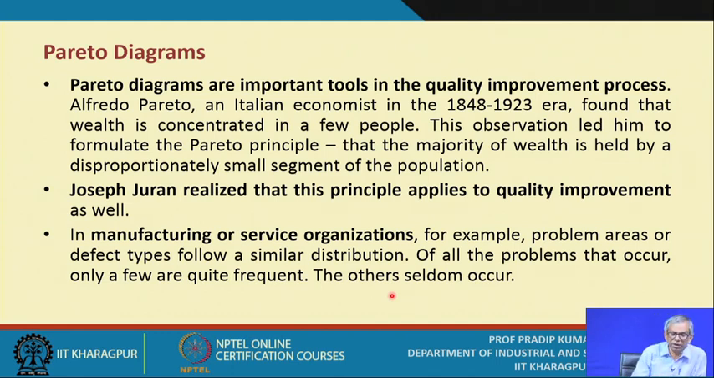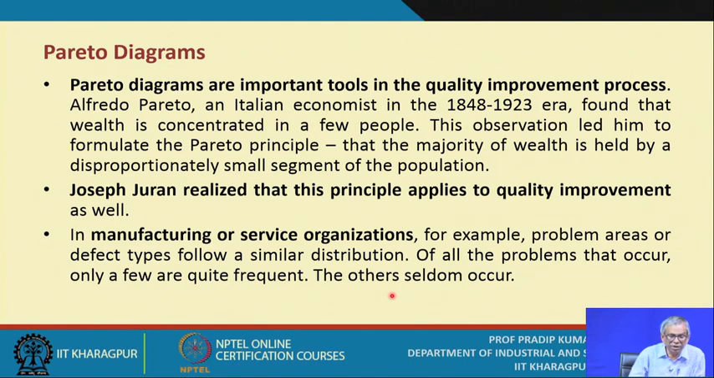Next one is the Pareto diagram. Now the Pareto diagram is named after Vilfredo Pareto, an Italian economist in the 1848-1923 era. He found that the wealth is concentrated in a few people, and he proved it for the first time with the data.